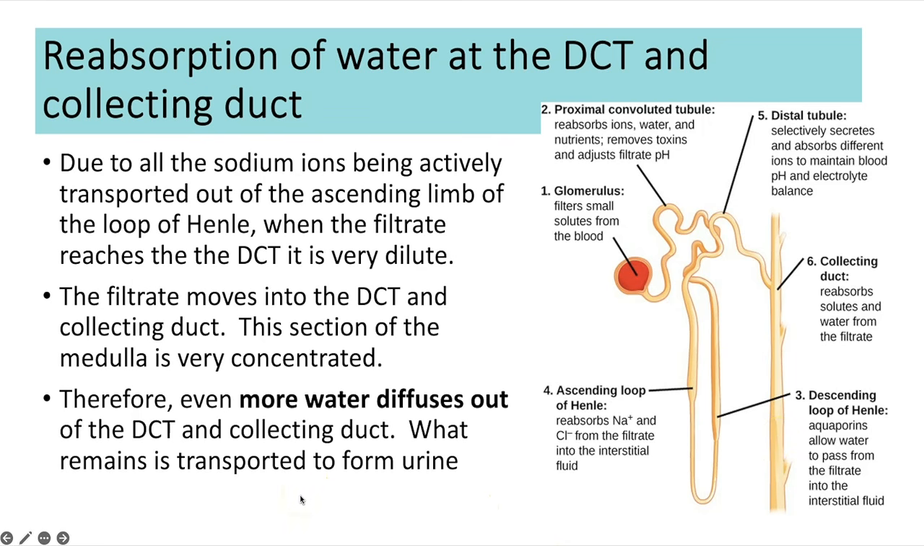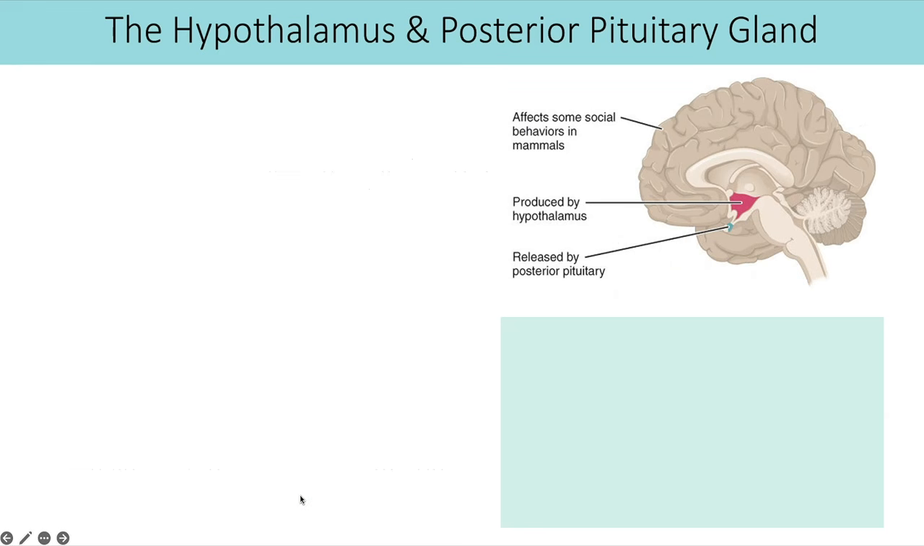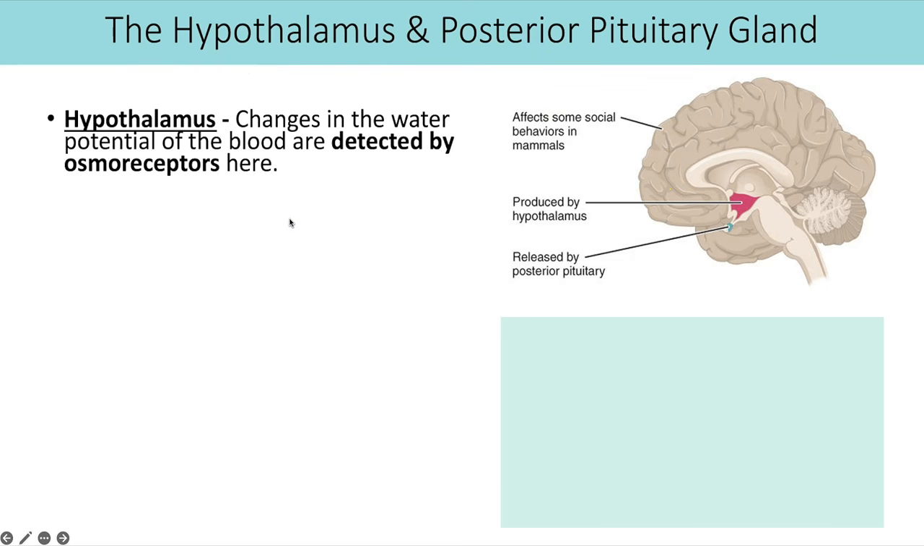So that is how the nephron filters the blood, but we need to know how this links to homeostasis, meaning what happens when there's now too much water or too little water in the blood. And this is where we see the involvement of the nervous system. And it involves the hypothalamus and the posterior pituitary gland in particular.